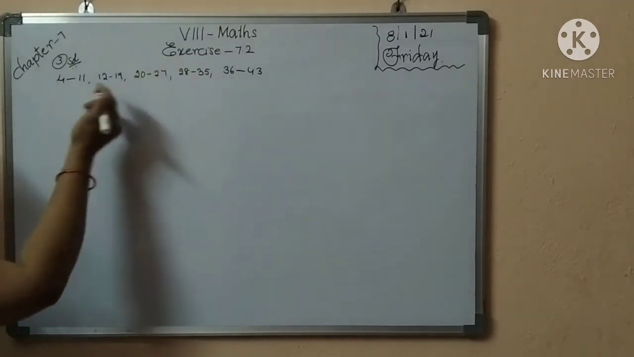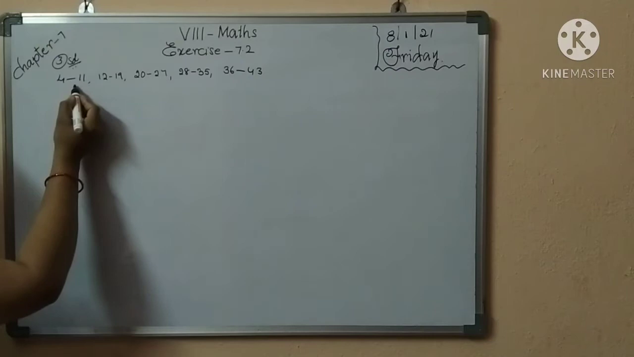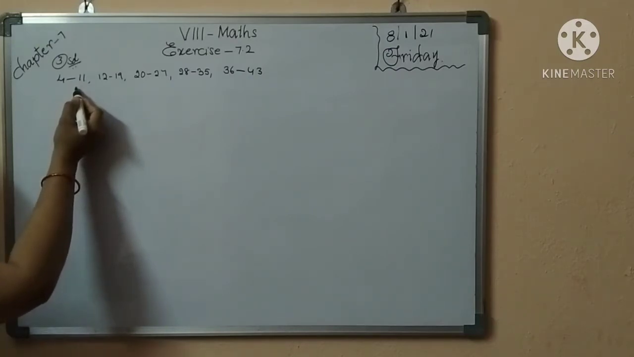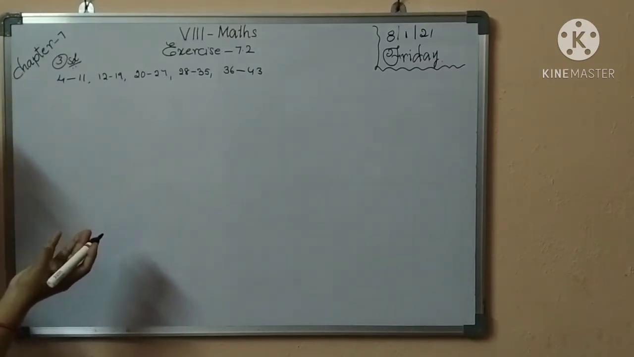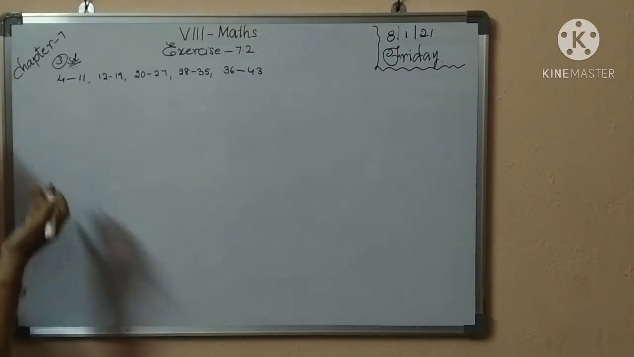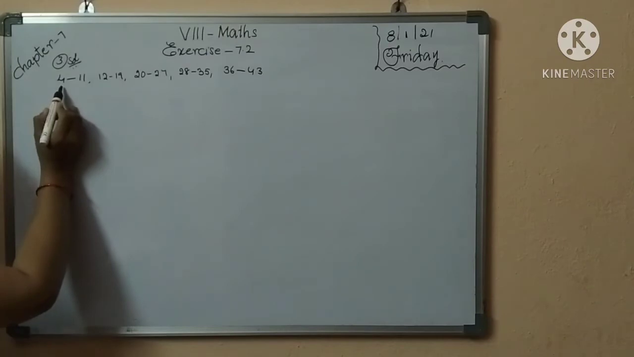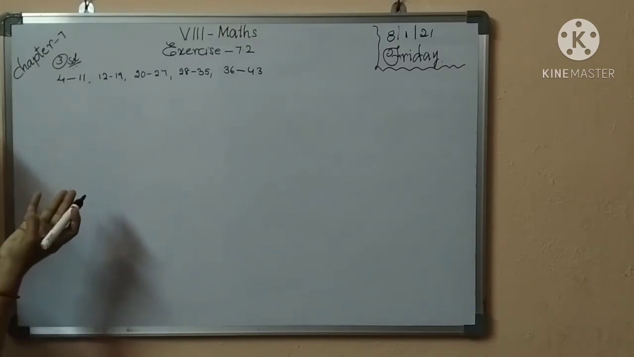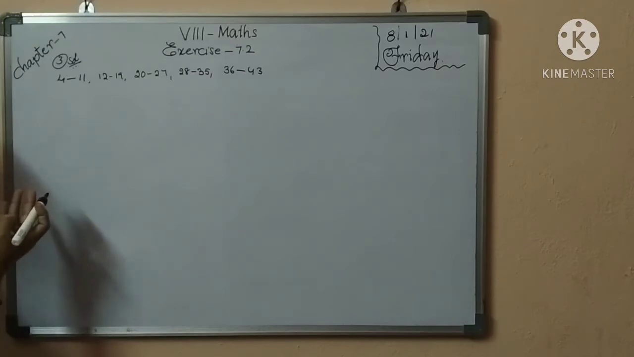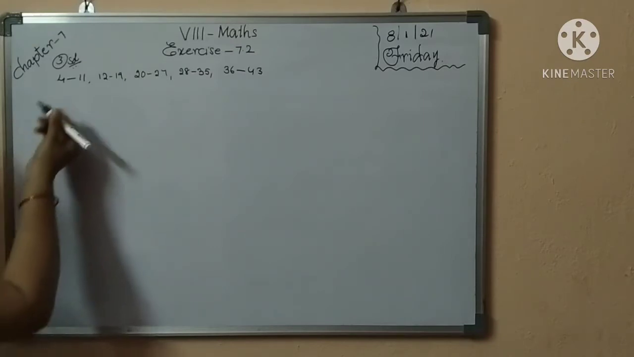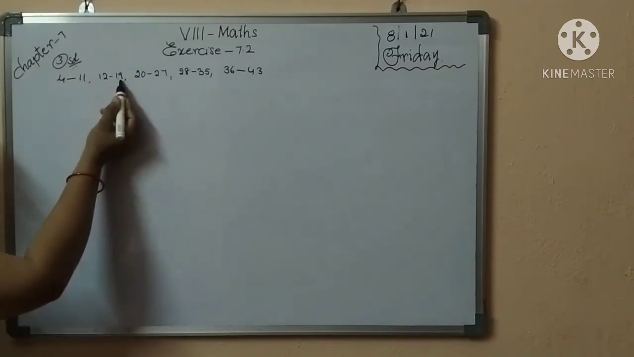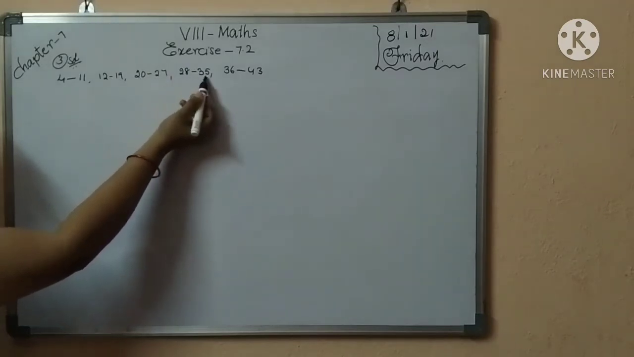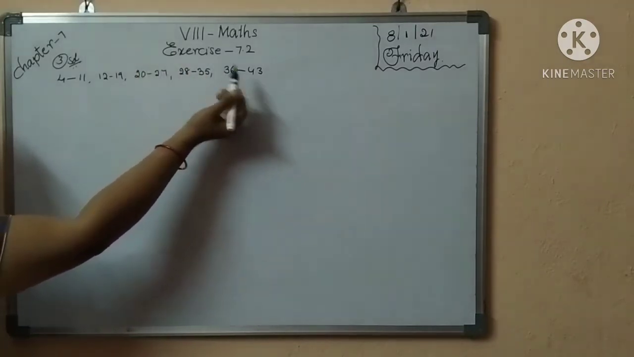So 36 to 43. What is the difference of the class interval? What is the difference here? That is 4, 5, 6, 7, 8, 9, 10, 11. Here the continuation numbers are counted from the next number onwards: 5, 6, 7, 8, 9, 10, 11. So the difference is 7. Everything follows: 12 plus 7 is 19, 20 plus 7 is 27, 28 plus 7 is 35, and 36 plus 7 is 43.